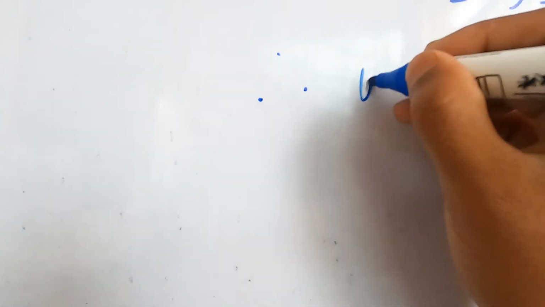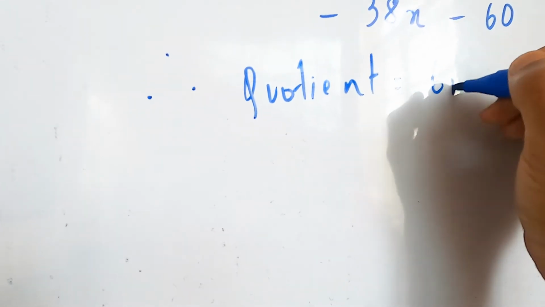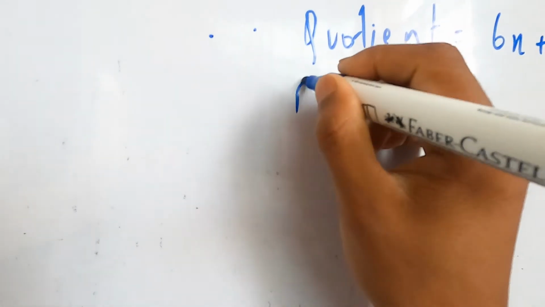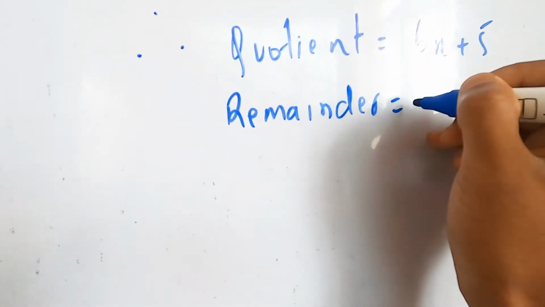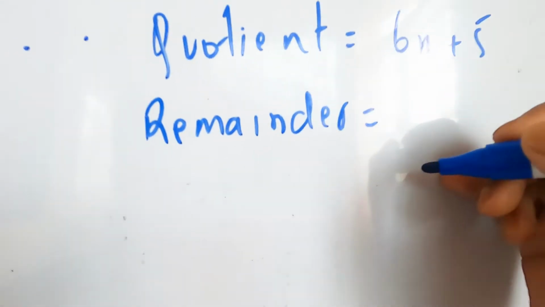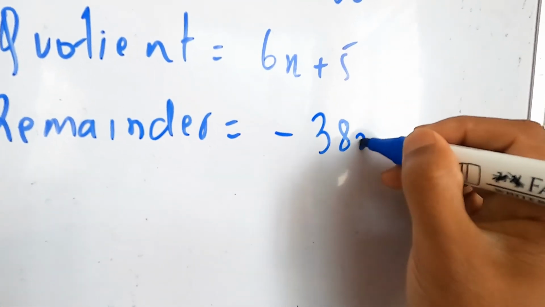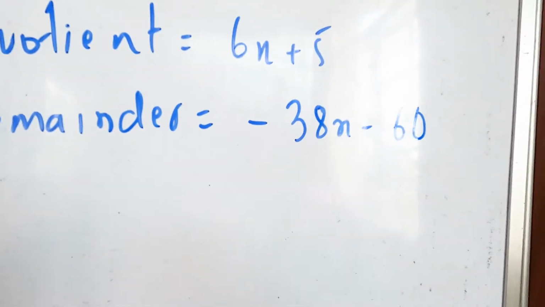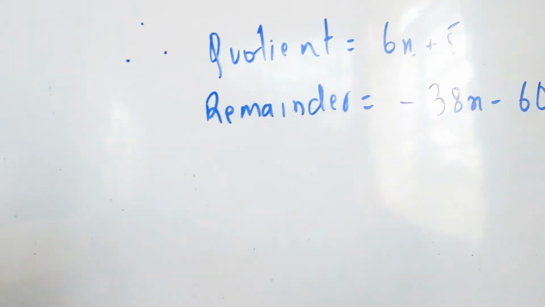All right, so therefore you will write here: quotient will be 6x plus 5, and remainder will be minus 38x minus 60. All right, now next what we need to do is we have to verify.